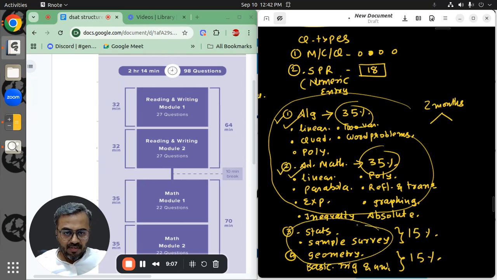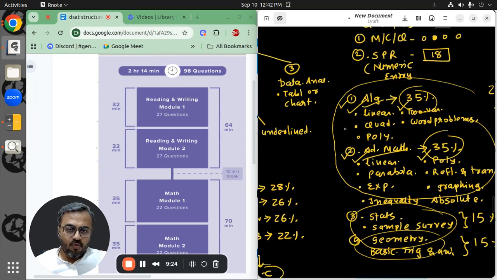Definitely I'll cover stats, geometry and everything in detail, but this is the key. We'll make sure that none of our registered students will be weak in these areas. So a respectable math score is quite certain with us. Same goes with English.